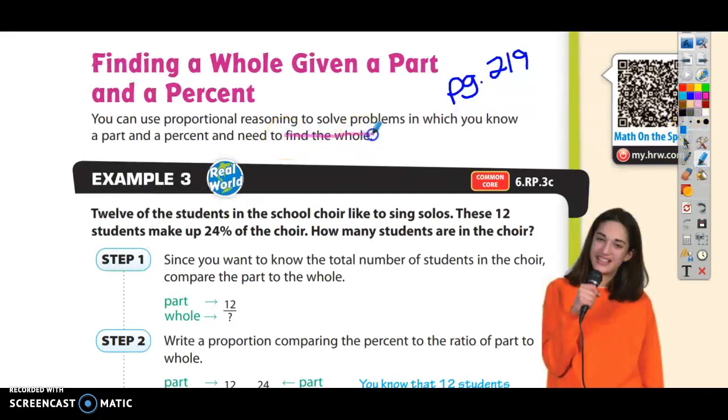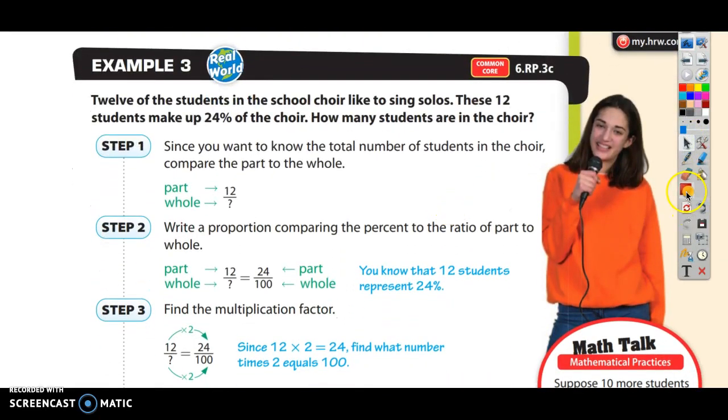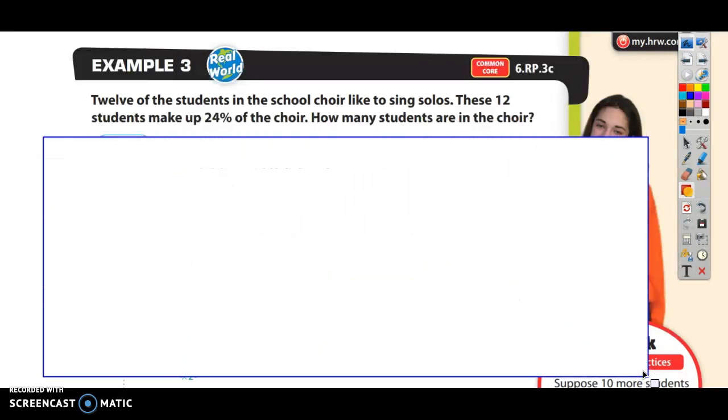We're looking for the whole. We don't know the whole, so we're going to be looking for the whole. That's going to help us determine how to set this up, and I'll show you what I mean by that. Let's examine example 3. We'll solve it, and then we'll go to the bottom of the page and practice it. I'm going to show it to you my way like I always do.